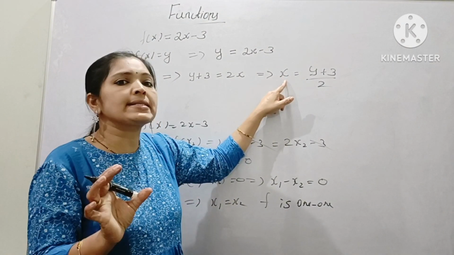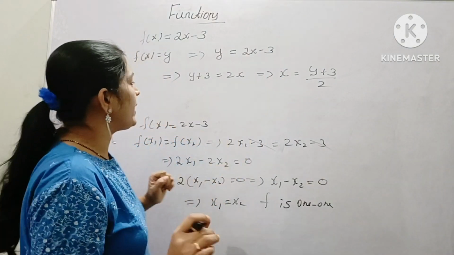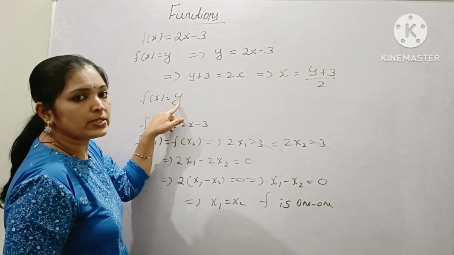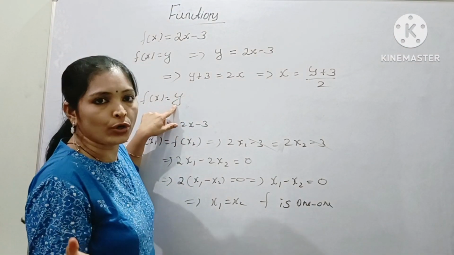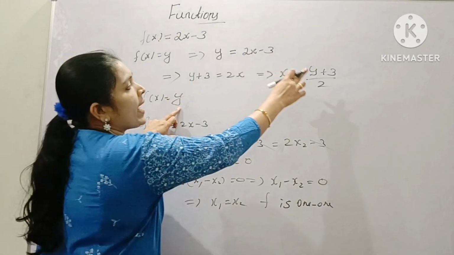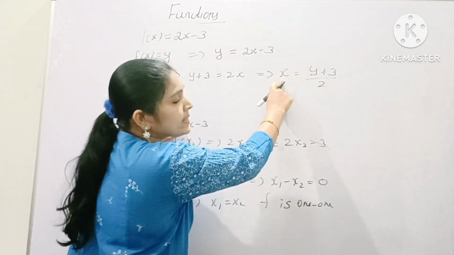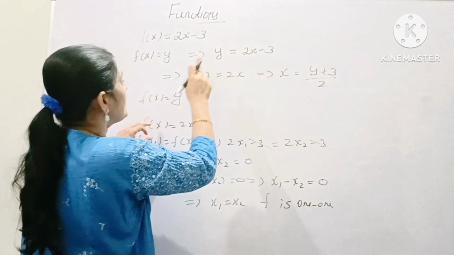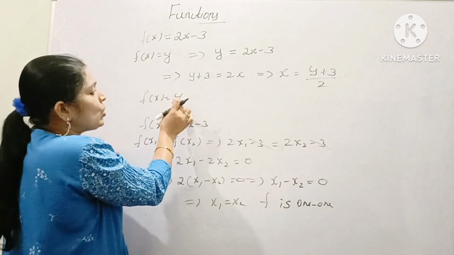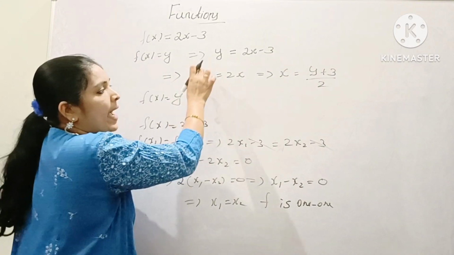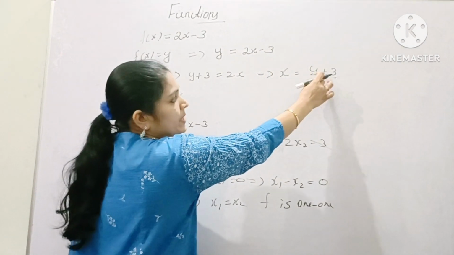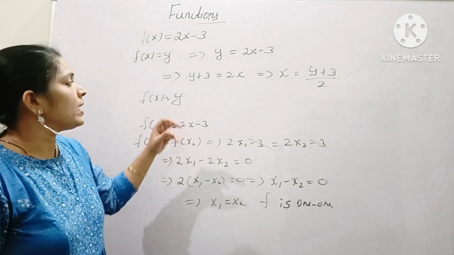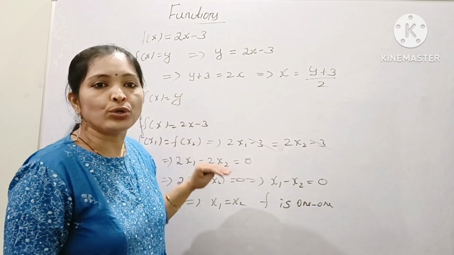Okay, so here x exists. So we can write f of x is equal to y. This y is an element of the codomain and it has a pre-image, right? That is x. That is, (y plus 3) by 2 is the pre-image of y. So this element of the codomain has a pre-image, that is (y plus 3) by 2, that is x. Therefore we can say this given function is an onto function.